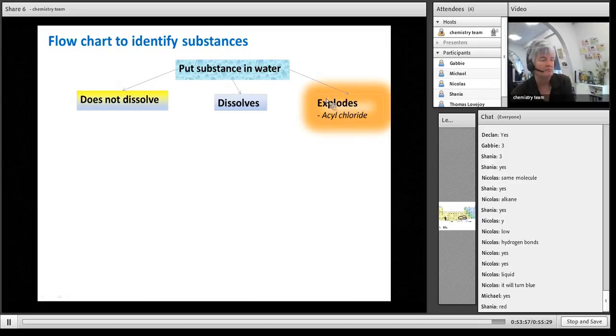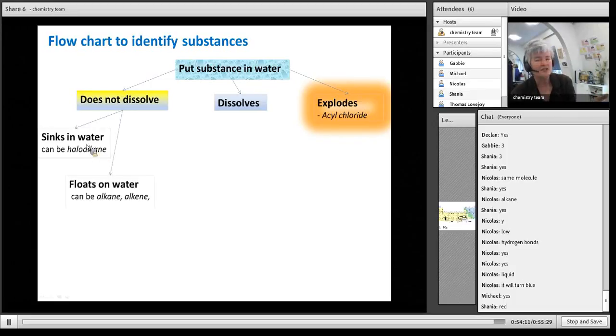Oh, that one, sorry, it's from level 3. I forgot to remove that for level 2. Don't worry about that. If it sinks in water, it could be haloalkane, because haloalkanes are quite heavy. They're heavier than water. So although haloalkanes are polar, they don't dissolve very readily at all.